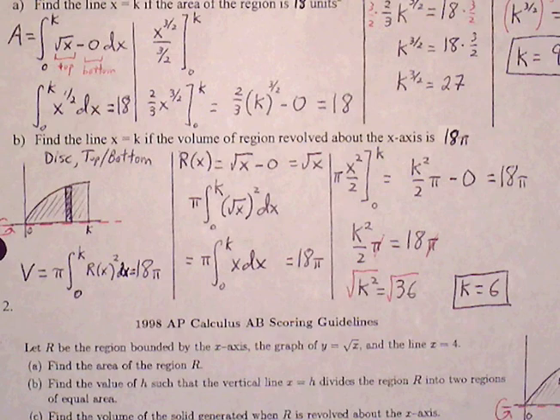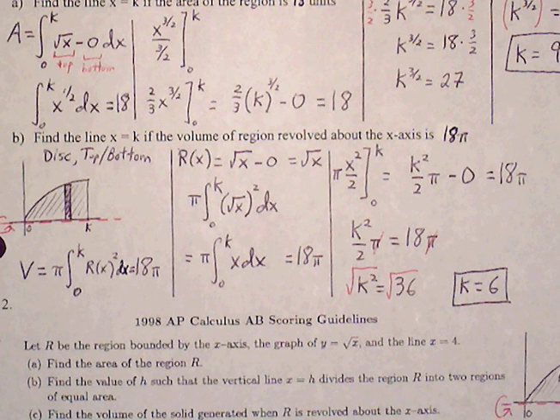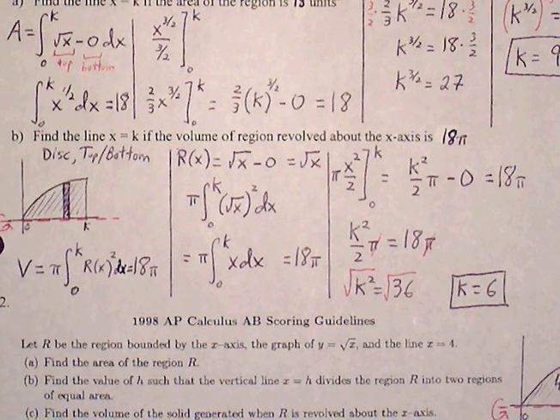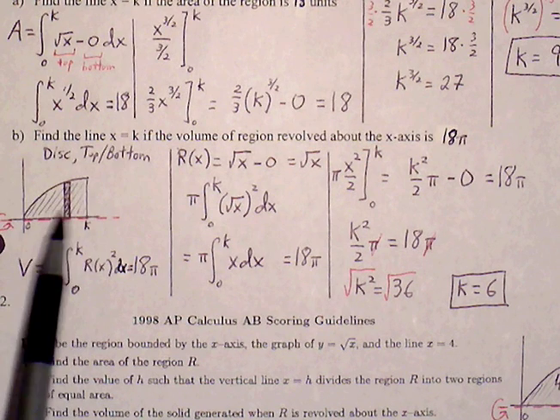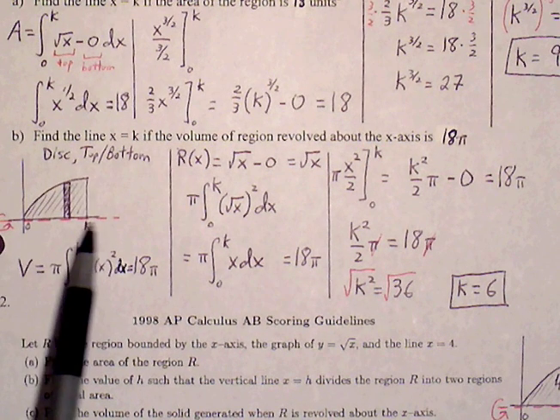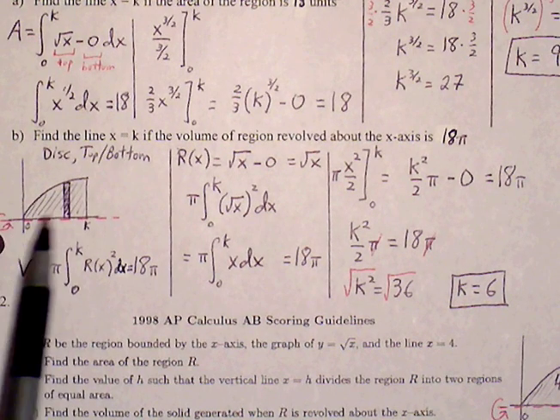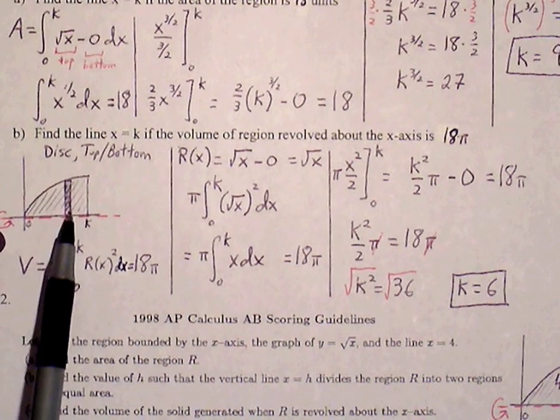Okay, part B. Find the line x equals k if the volume of the region revolved about the x-axis is 18 pi. So again, we have the same shaded region. We are revolving about the x-axis. So we have a horizontal line. So if it's a horizontal line, our radius has to be vertical.